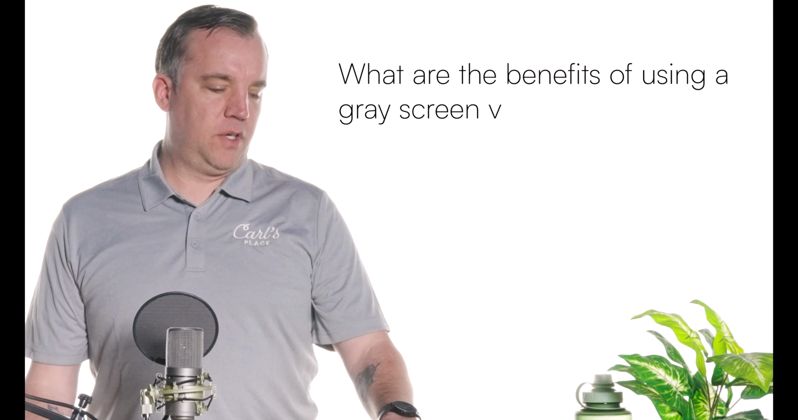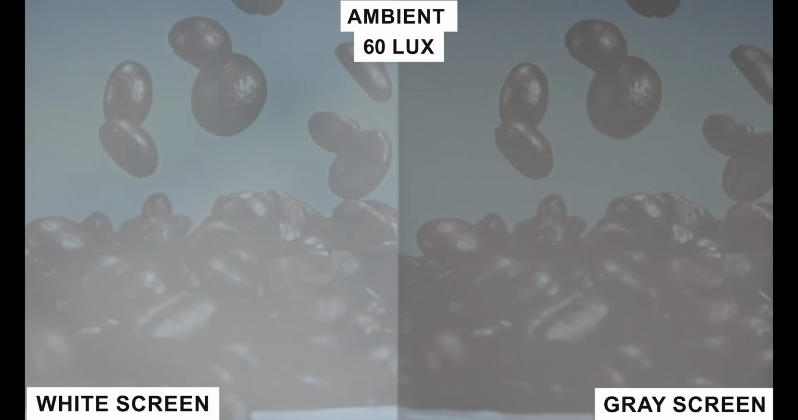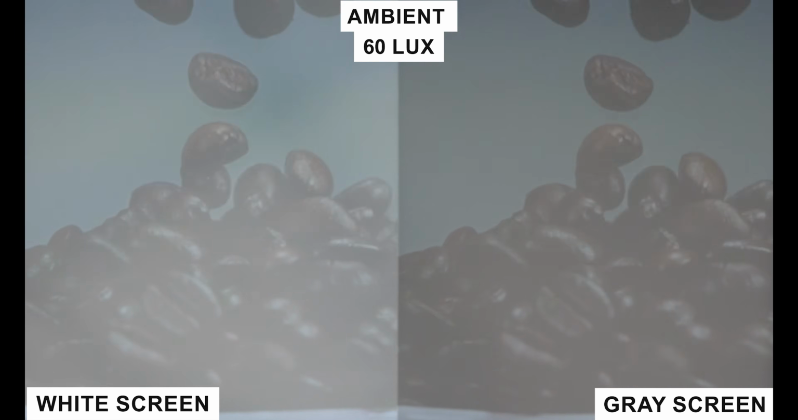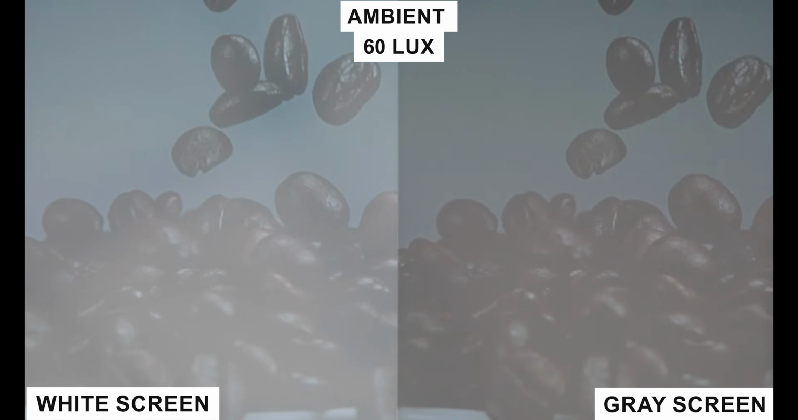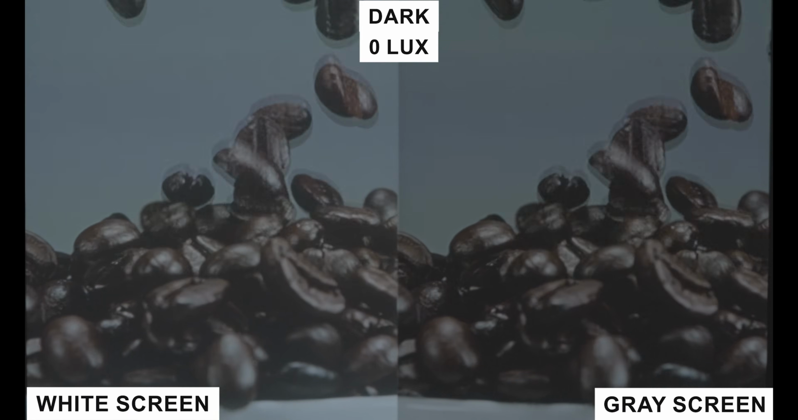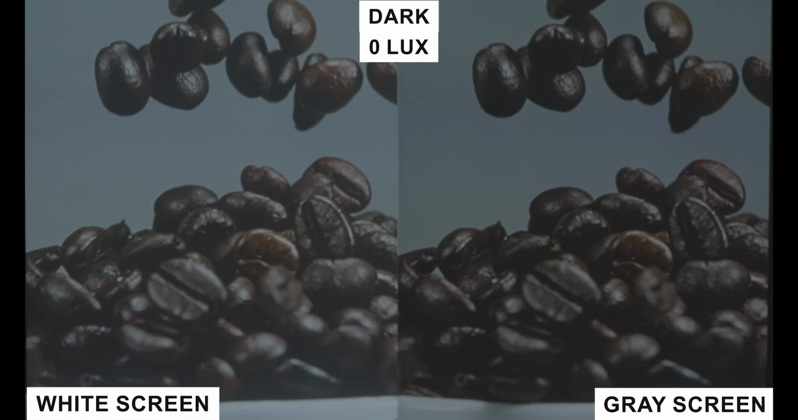So our first question we have is, what are the benefits of using a gray screen versus a white screen? Well, the biggest benefit is going to be using a gray screen if you are in an area that has a little more ambient light. The gray screen is going to help combat some of that ambient light and get a little more pop to the image, help to keep it from getting so washed out. Whereas with a white screen, you really want to try to get that in a really light controlled area and try to keep the space as dark as possible.